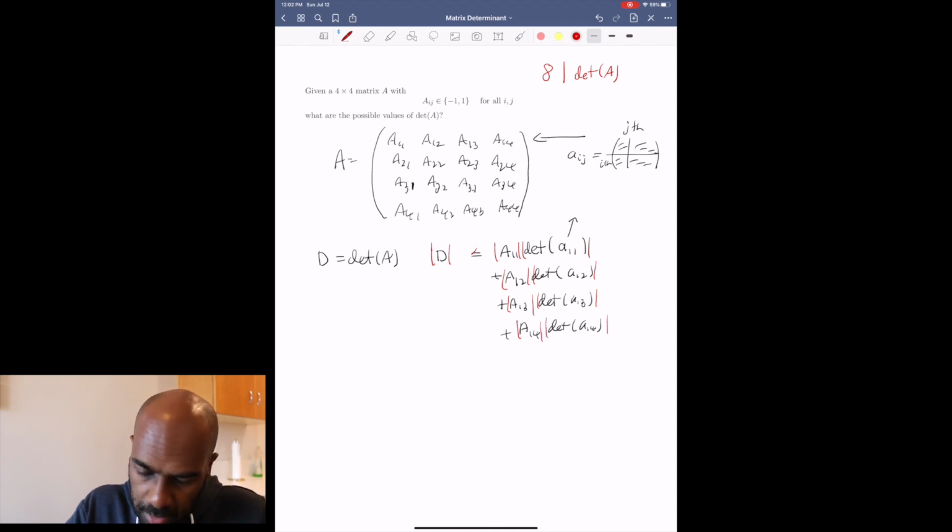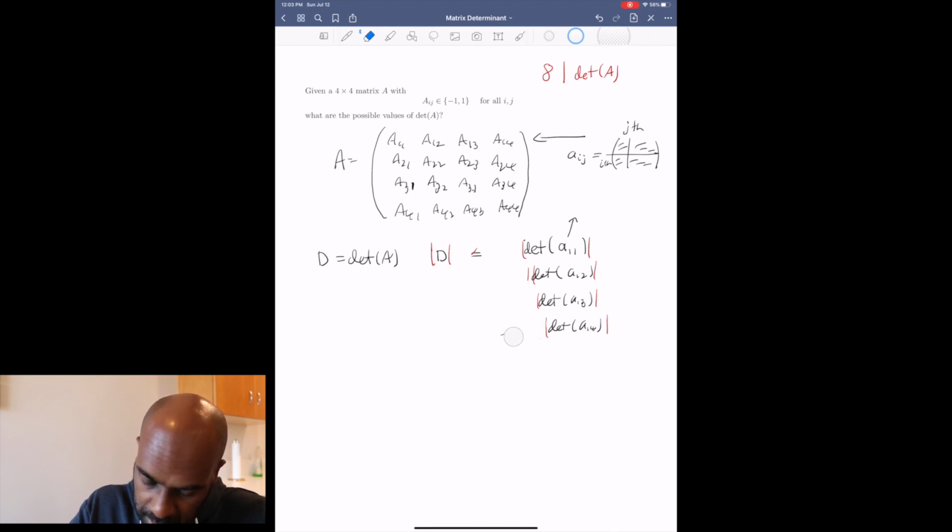Okay, and the absolute value of the a_ij's are all 1 because they're all positive or negative 1. So this is 1, this is 1, this is 1, this is 1. And so we can effectively erase their contributions. They're being multiplied by, or they are positive or negative 1. So I'll get rid of that. And say we have something like this as an upper bound on the absolute value of the determinant. And all of these added up.